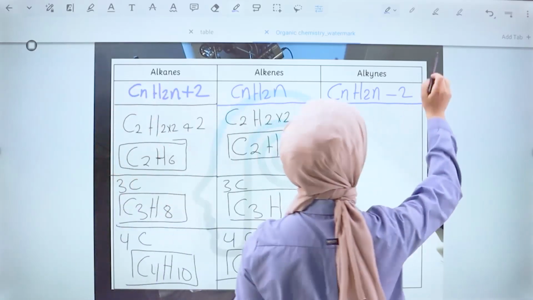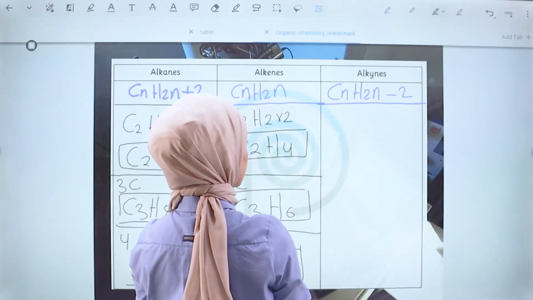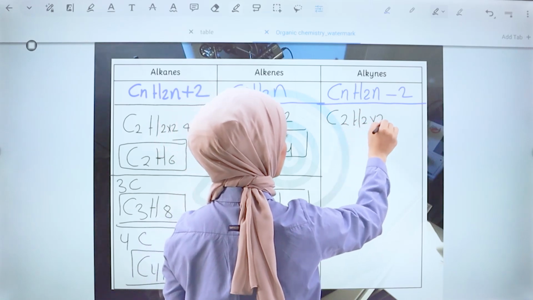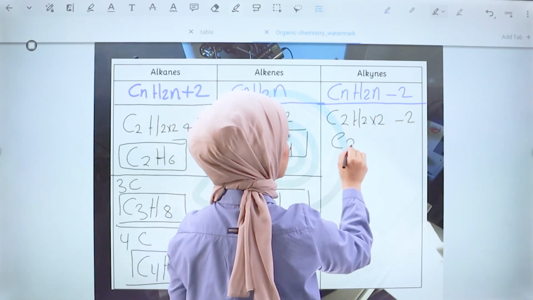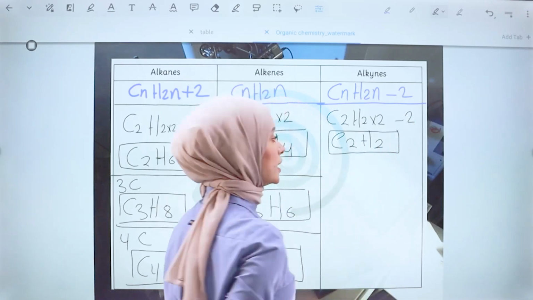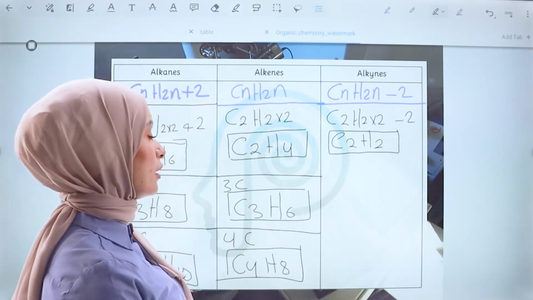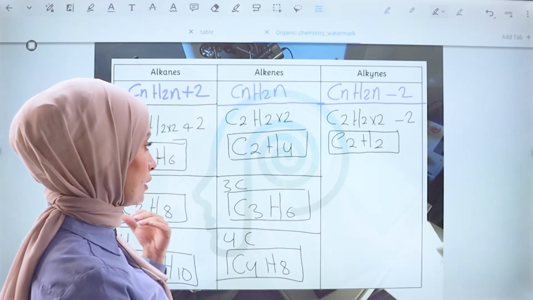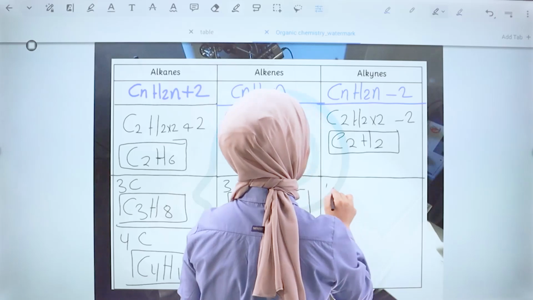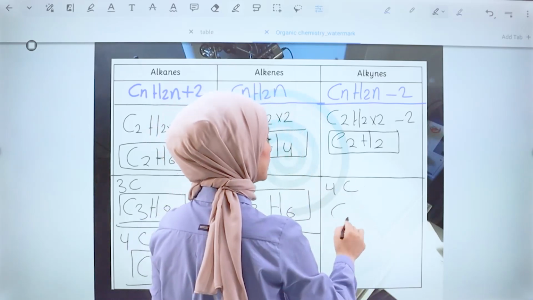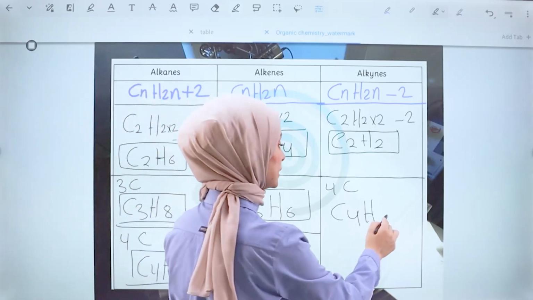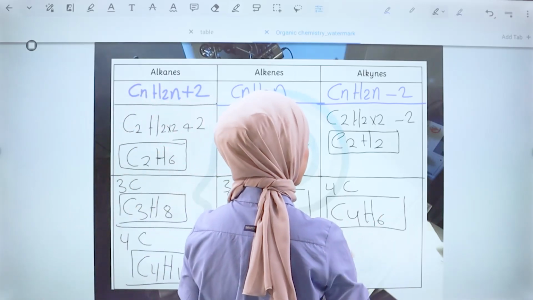Then I will start with 2 carbons. Then I will say C2H, 2 times 2 minus 2, I will say C2H4 minus 2, 2. So this is my alkyne, as we already drew a few minutes ahead. And then let's move to 4 carbons. Here I have 4 carbons, C4H, 2 times 4, 8, minus 2, 6. So this is my alkyne.